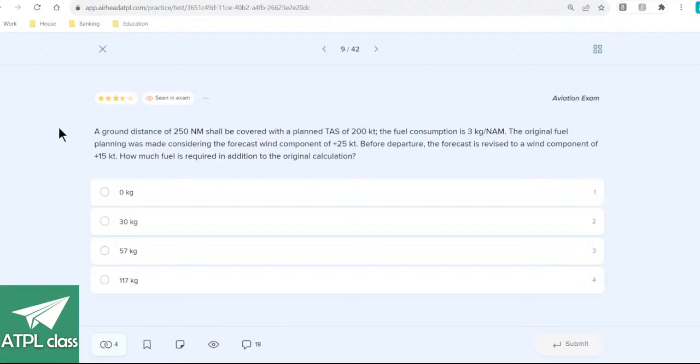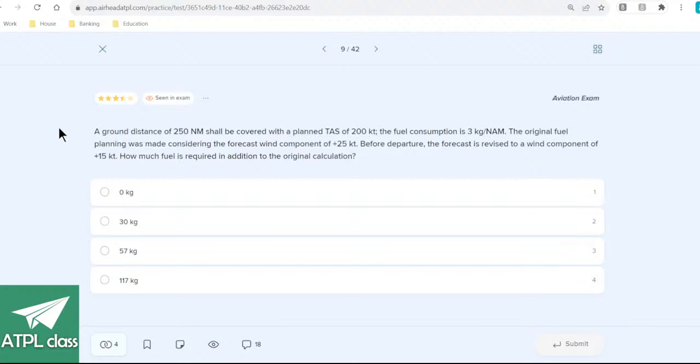A ground distance of 250 nautical miles shall be covered with a planned true airspeed of 200 knots, fuel consumption 3 kilograms per nautical air mile. So we've got TAS and nautical air miles, fuel consumption, that's good. A ground distance of 250 nautical miles though, so we'll have to convert the ground distance into an air distance. The original fuel planning was made considering the forecast wind component of plus 25 knots. Before departure, the forecast is revised to a wind component of plus 15 knots. How much fuel is required in addition to the original calculation?